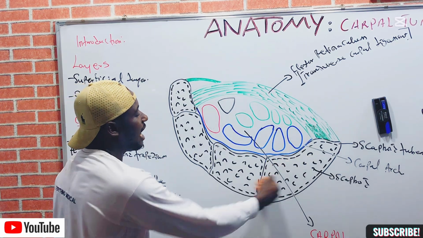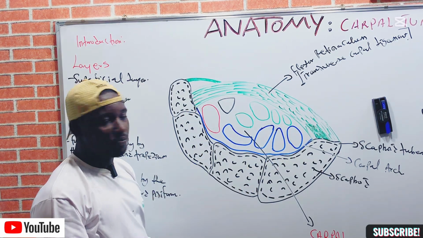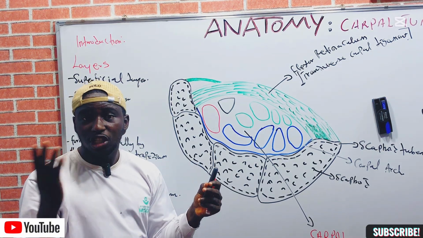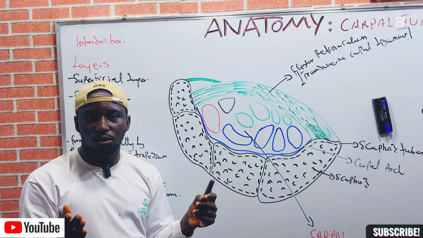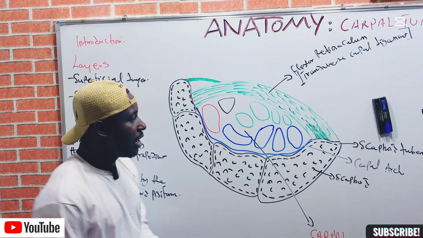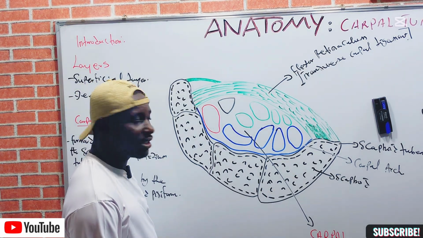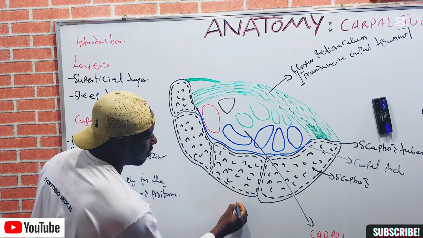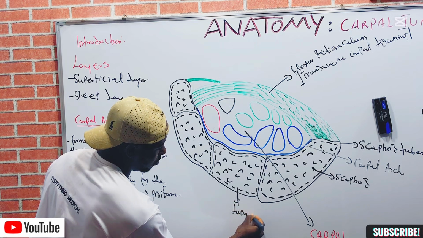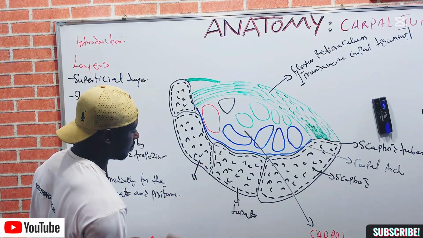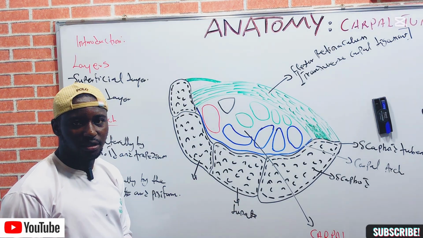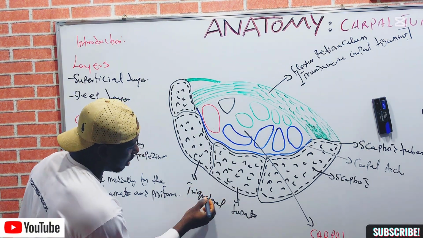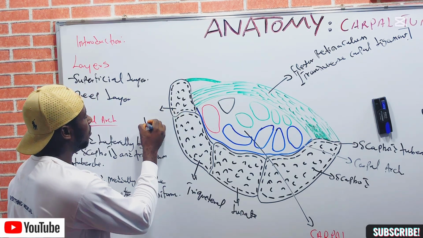Now watch. These are the proximal rows of the carpal bones. The carpal bones are arranged into two rows, the proximal row and the distal row, from the lateral to the medial side. Now this is the scaphoid bone. Here is the lunate. This is the triquetral bone, while this is the pisiform.